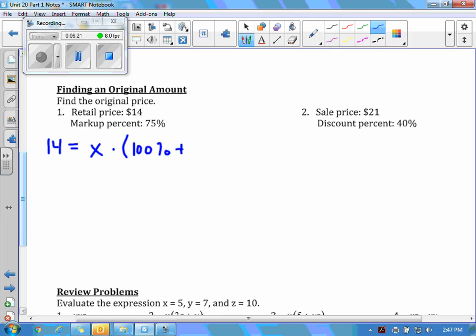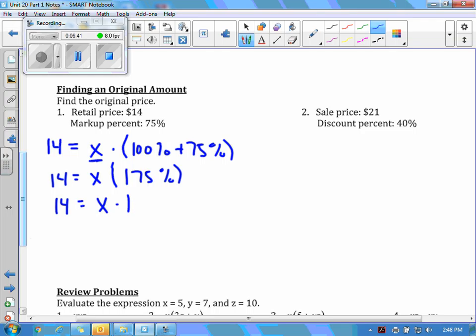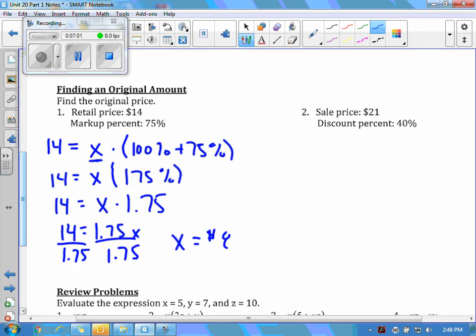100% plus 75%. Sorry, times 100% plus 75%. So this X I'm looking for right here is my original amount. So now I can add together within the parentheses, I'll get 175%. And then I can turn that into a decimal, which is 1.75. Now, I like to write this 1.75x just because of my algebra side of my brain. It makes more sense. But either way, to figure out what x is, or the original price is, I'm going to divide both sides by 1.75. So when I do 14 divided by 1.75, I wind up getting $8.